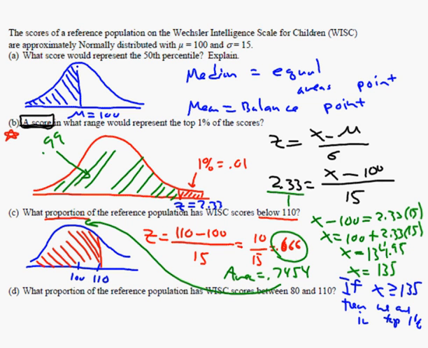So again, if you see the word proportion in here, or probability, or percentage, any of those mean that you're going to have to go look in that z-chart and get the area. Okay, stopping at the z-score would not be good enough. All right.